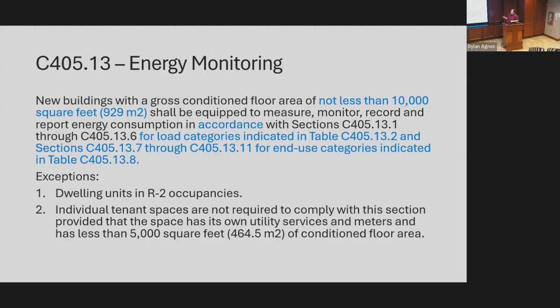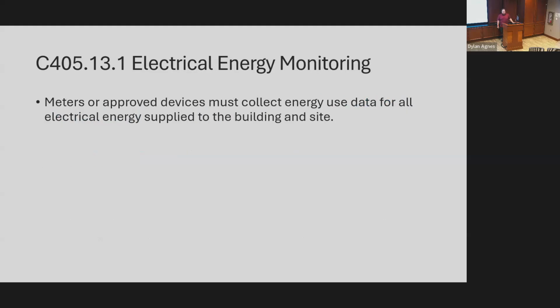Exceptions: dwelling units and R2 occupancies, and individual tenant spaces are not required to comply with the section, provided that the space has its own utility service and meters and has less than 5,000 square feet of conditioned floor area. Okay, so basically it's saying you don't have to include that because it's already monitoring itself.